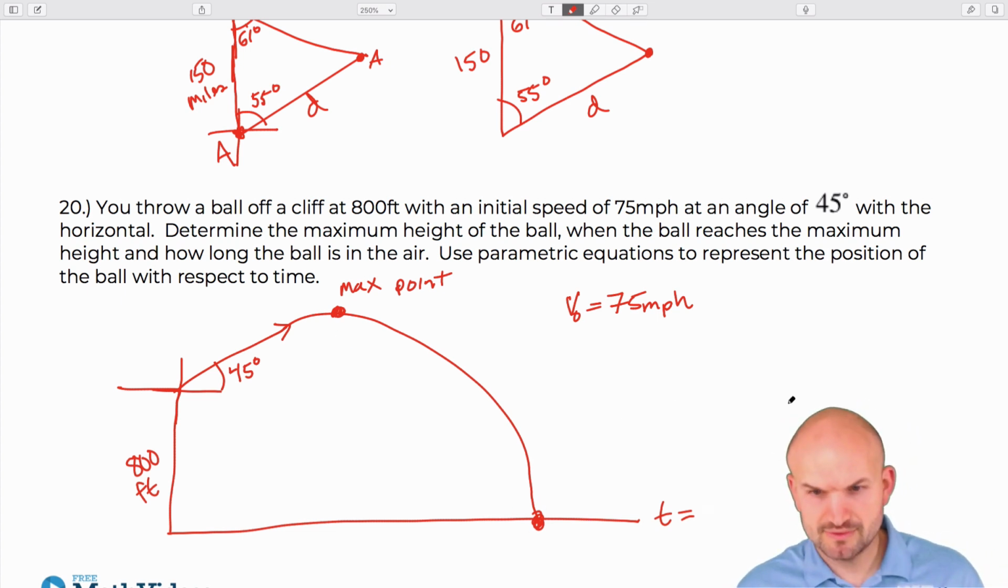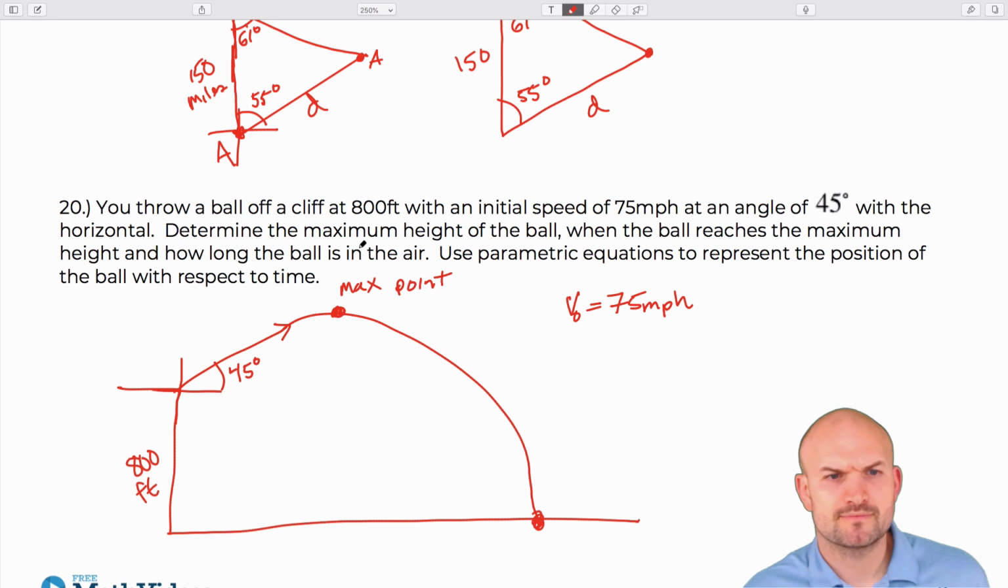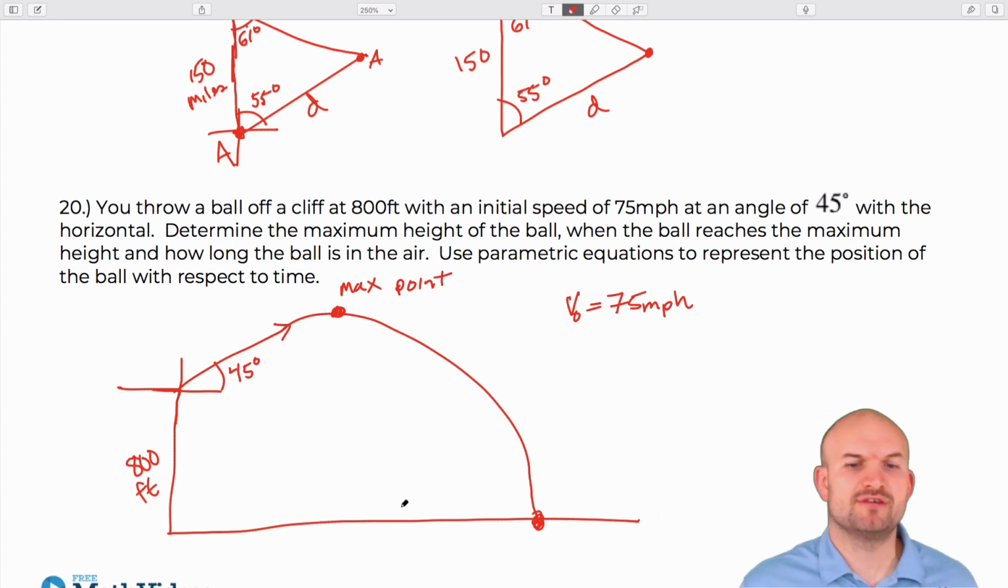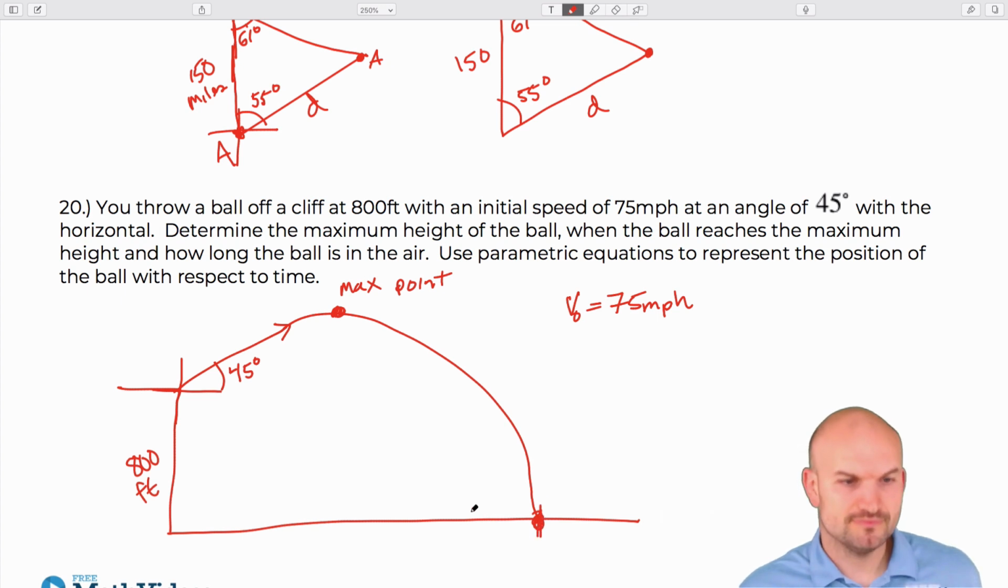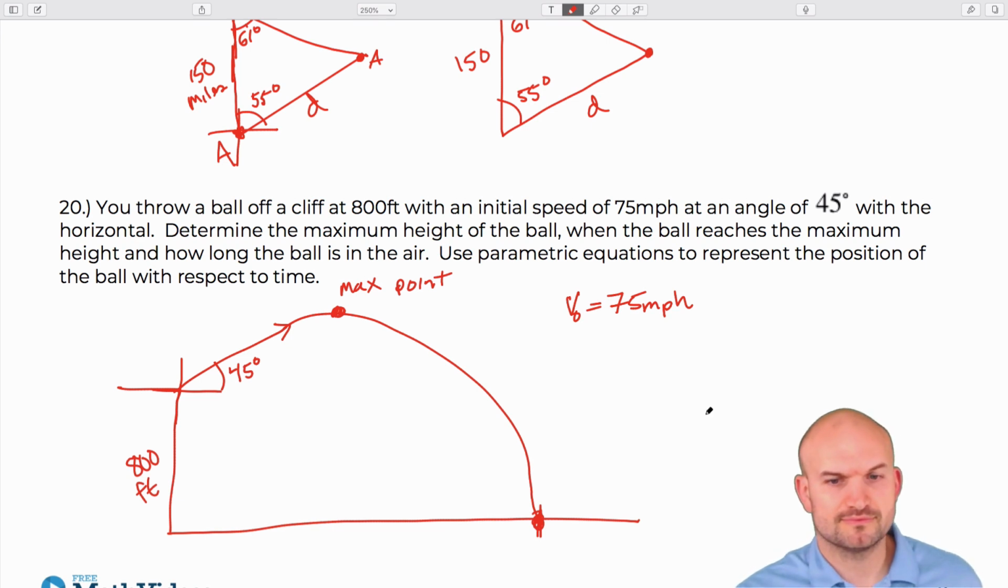Not t equal to 0. We're looking for what the time is when the ball reaches the maximum height and how long the ball is in the air. So we're looking for the time when it hits the ground. Therefore your height is going to be 0, and that's what we'll be looking for in our equations.